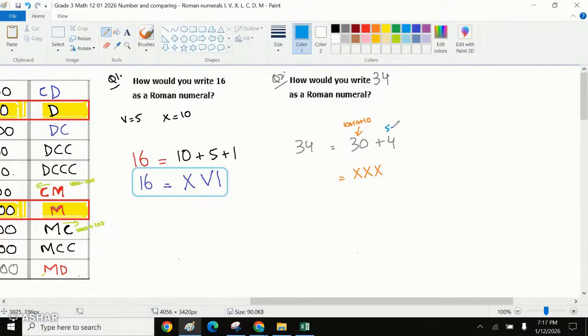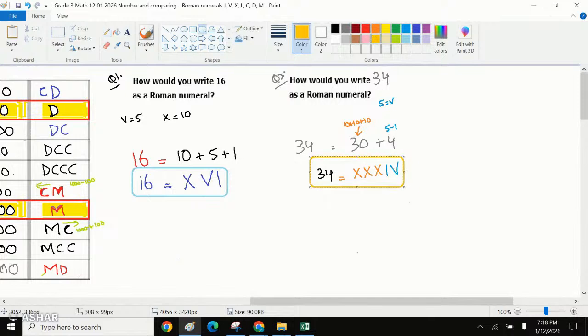4 is 5 minus 1. And 5 was V, so we write IV. Okay? Do we agree? XXXIV would be equal to 34.